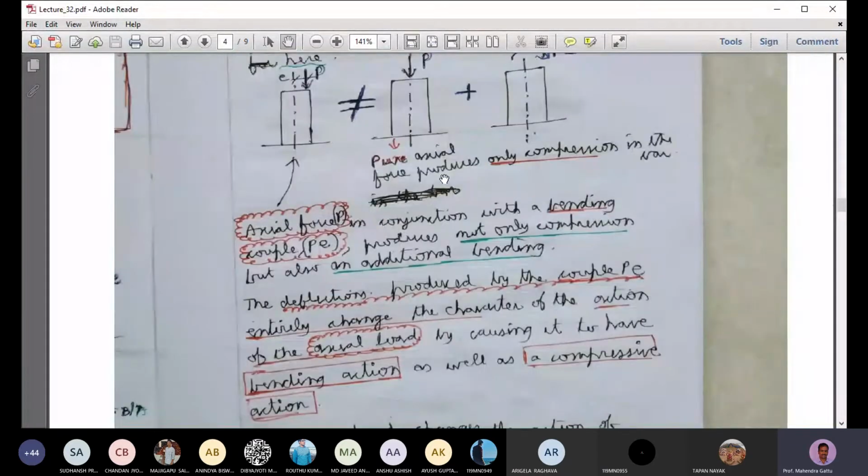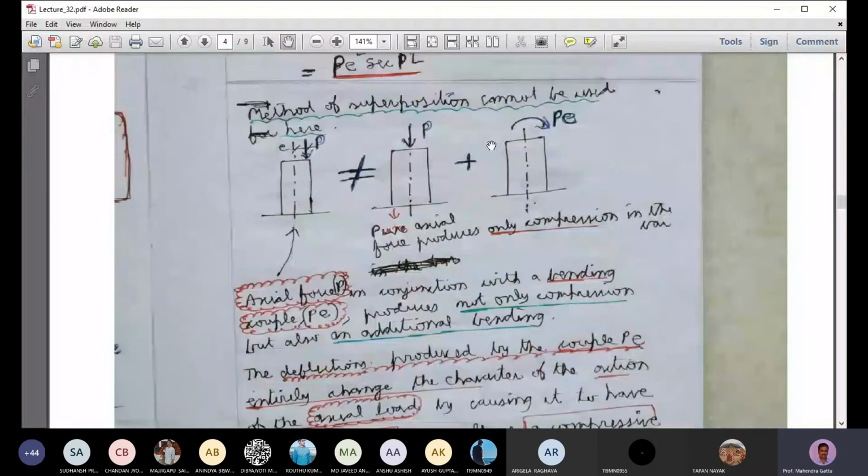So here there is some interaction going on between the bending moment and the axial load. That's why we cannot equate the sum to be equal to this one. Okay, so we cannot split into two parts here for this problem.